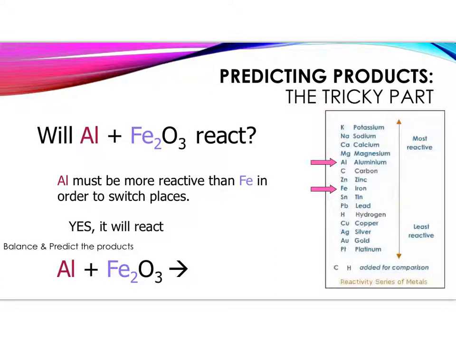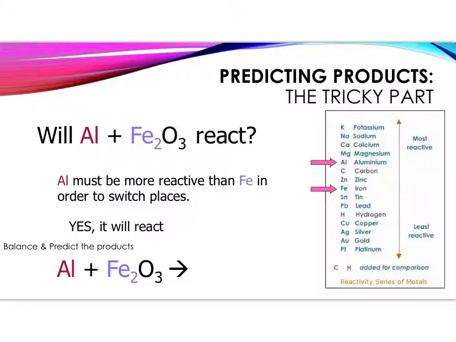So let's look at this example. Will aluminum and Fe2O3 react? You can see on the activity series that the free metal aluminum is higher than this metal iron. All right, so therefore, yes, it will form a reaction. So pause the video and please balance and predict the products for aluminum when it's reacting with iron oxide.